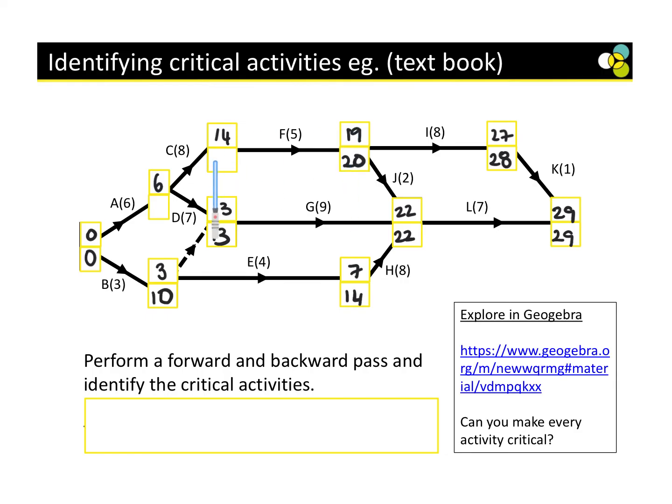Okay, here we've got 20 take away 5, which is 15. Now, 15 take away 8 is 7, or 13 take away 7 is 6. So I'm going to go with 6.